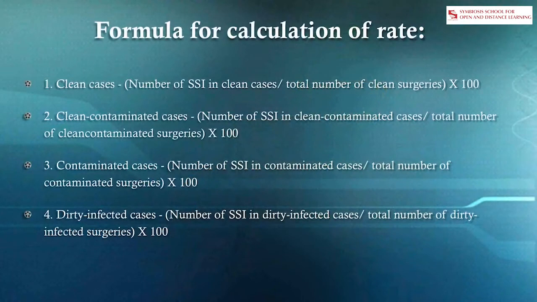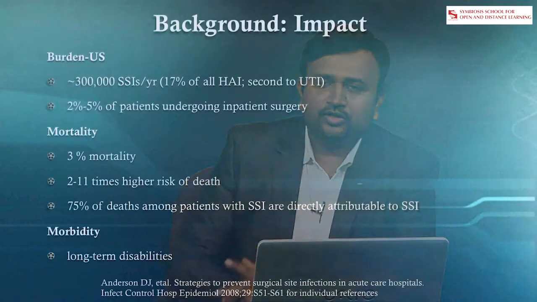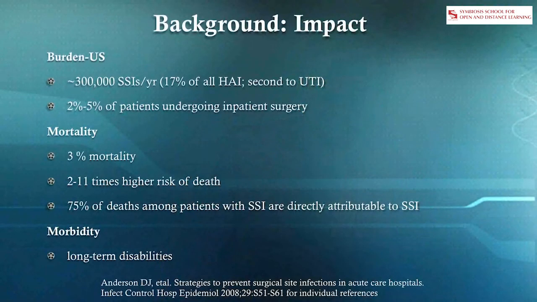So this is the formula for calculation of the rates. For clean cases, the number of SSIs in clean cases divided by the total number of clean surgeries into 100. So mind you, this is 100. In VAP we have 1000, CAUTI we have 1000, CLABSI we have 1000, and it is a percentage here. And similarly for different cases, but by and large we just collect clean cases and some of the clean contaminated cases. So again it has a huge burden, more than 3 lakh SSIs per year, 17% of all HAIs, I think it is one of the second most common.